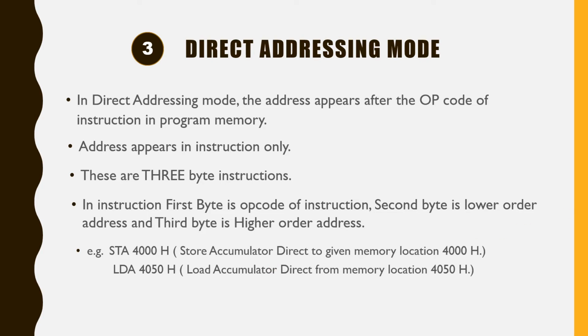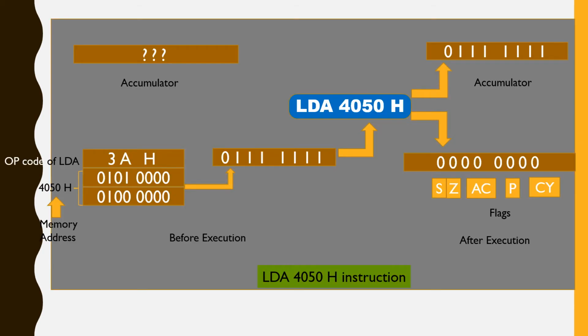Now the next slide shows you the actual example and the corresponding flags. Here they are given the example LDA 4050, load accumulator direct from memory location 4050. The meaning of this is that whatever the content of 4050 is will be loaded to the accumulator. Here I have given the first byte, second byte and third byte. So this total LDA 4050 is a 3-byte instruction.